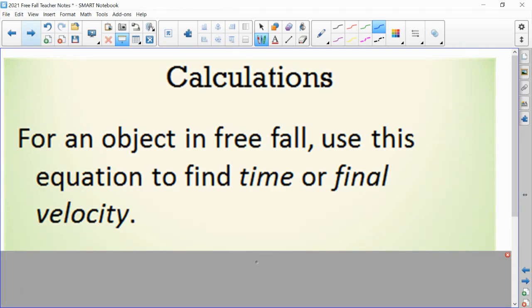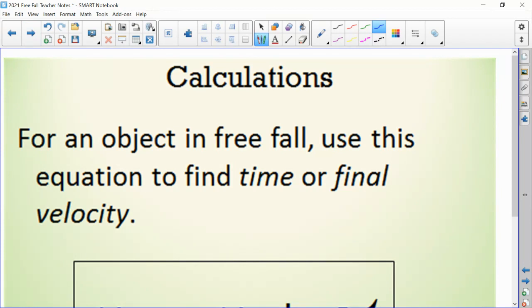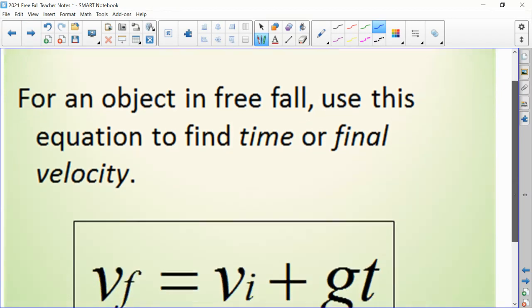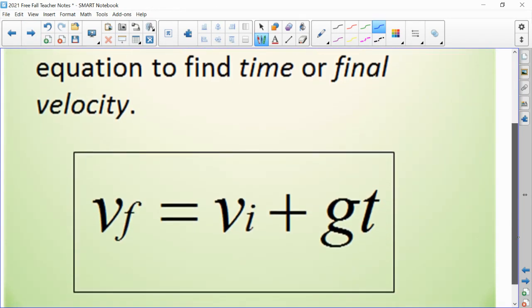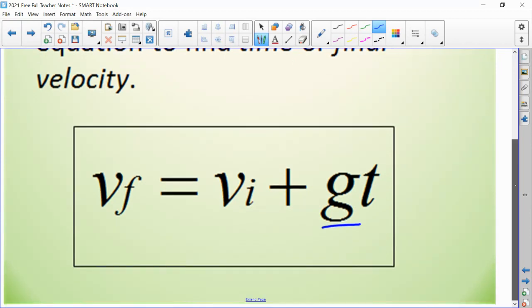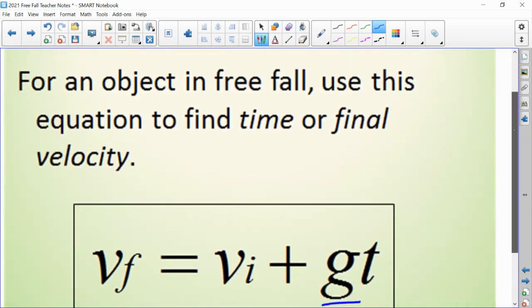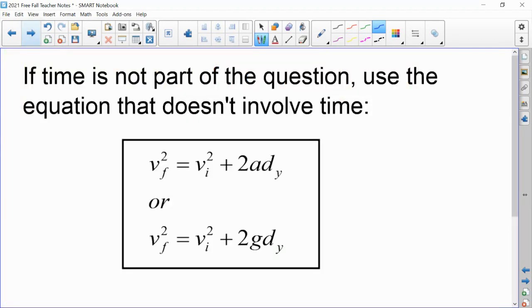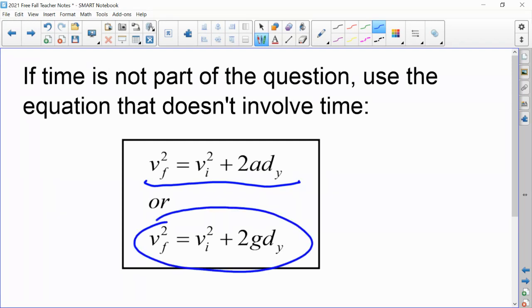For an object in free fall, we can use this equation to find the time or the final velocity. Remember, vf equals vi plus a t. In place of a, we just use g. These are not new equations. We already know how to use these. We've already used them. And if time isn't part of the question, we can go back and use the one without time. Of course, we replace a with g, and this is what we would use in free fall.